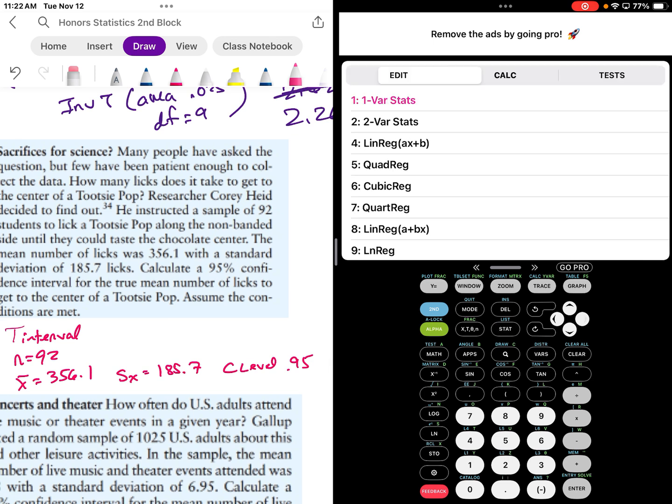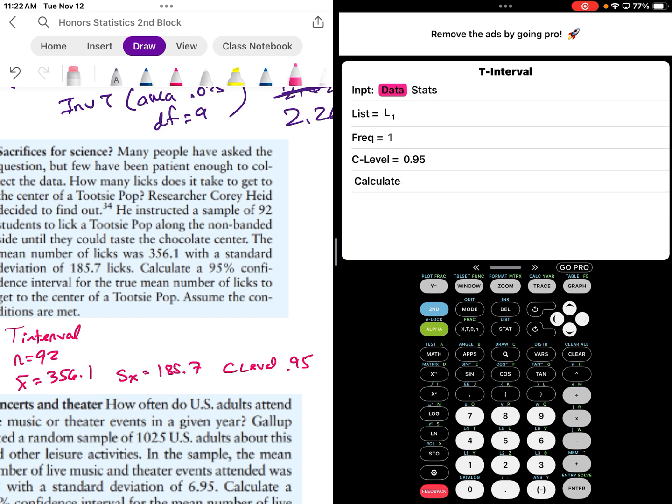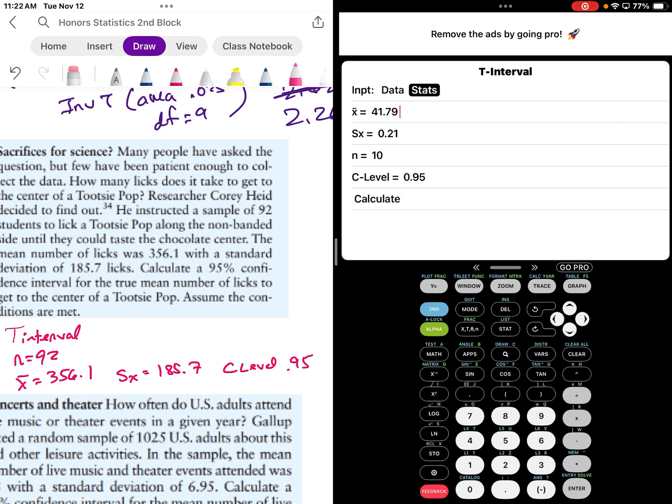So stat, over to test, option 8. We got data, we got statistics again. There we go. My X bar was 356.1, 0.1. And then my SX was 185.7. My sample size was 92. And same confidence level. Fantastic.